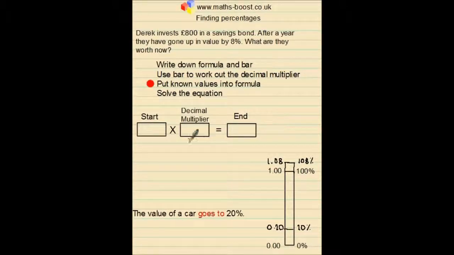Step 3, put our known values into the formula. Well, the decimal multiplier we've just found is 1.08. And £800 is actually what I start with. Step 4, solve the equation. Well, this is easy with a calculator, and I find the result is £864.